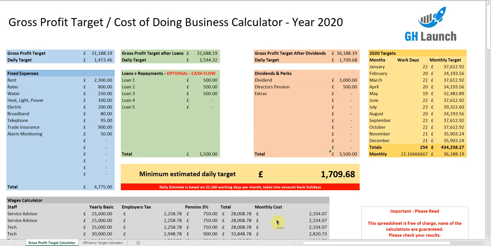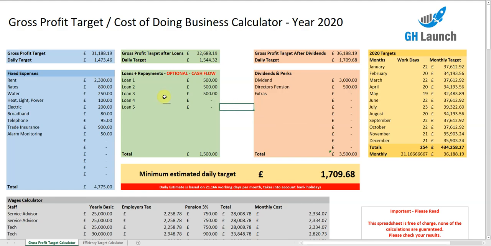For those that have previously used my gross profit target calculator, I've updated the spreadsheet now for the year 2020. So the months have now got refreshed targets. What you will need to do is transfer your data from the old spreadsheet onto the new one. And I've also added an efficiency target calculator, which I'll get onto in just a second.